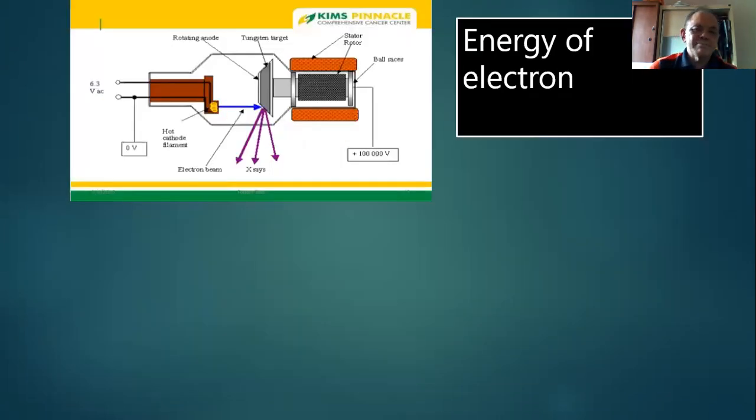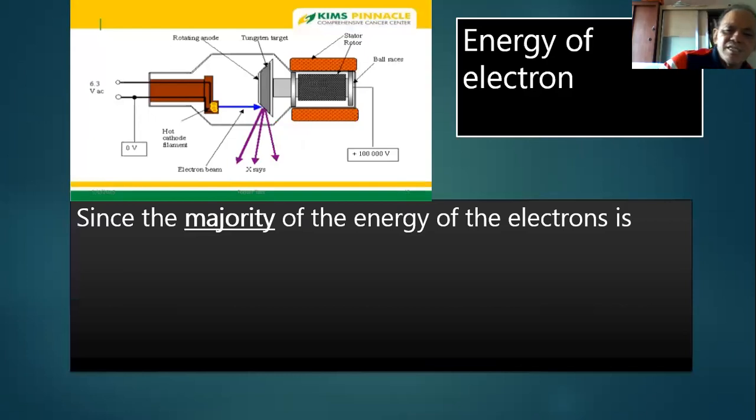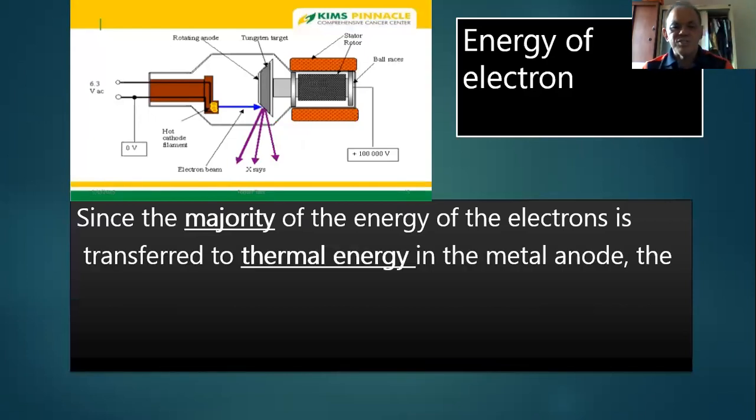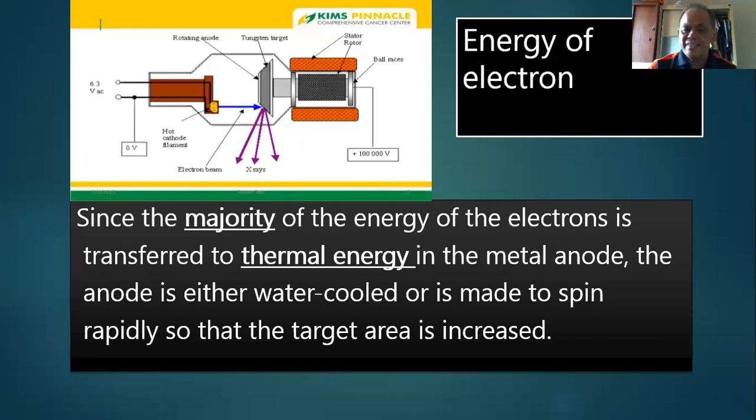Energy of electron. We have already indicated that since the majority of the energy of the electron is transferred to thermal energy in the metal anode, the anode is either water cooled or made to spin rapidly so that the target area is increased. You don't use one single area. If you use one area, you heat it up. So you use one part, then you spin it, another part is used, and as you spin it fast, the heated part will cool down.